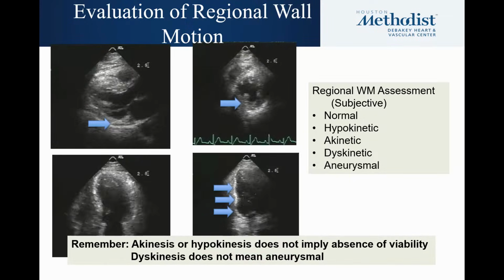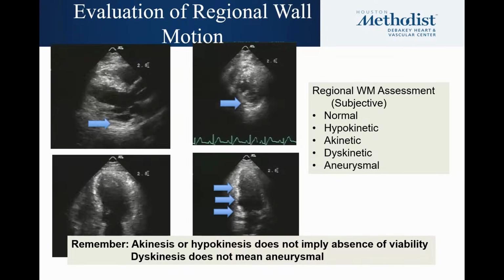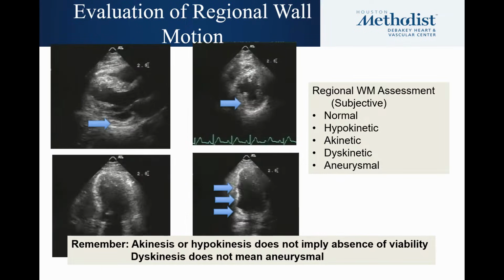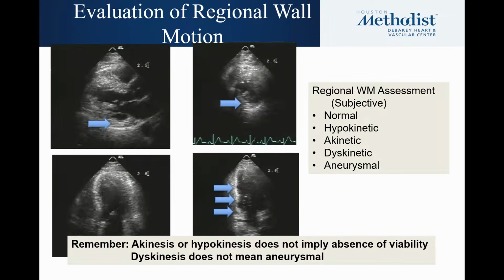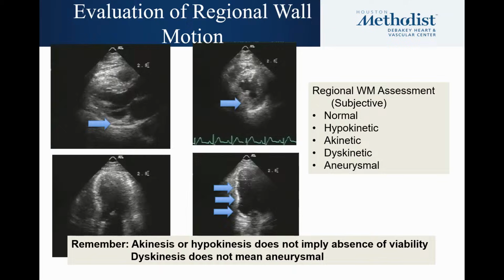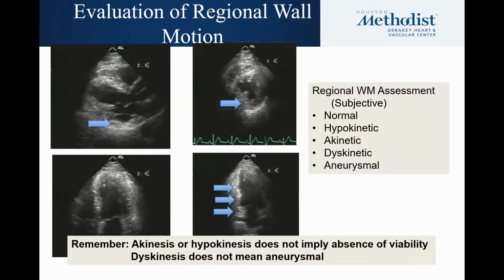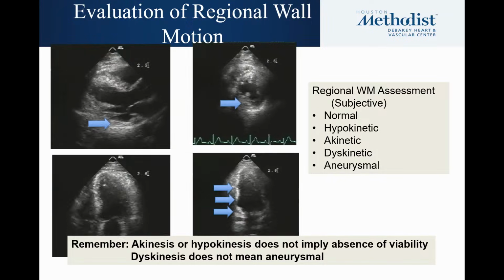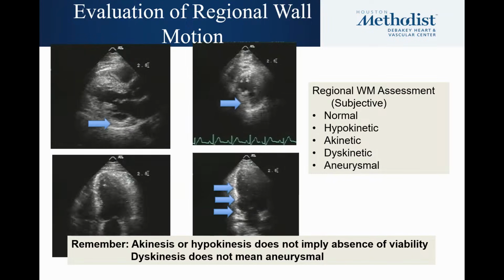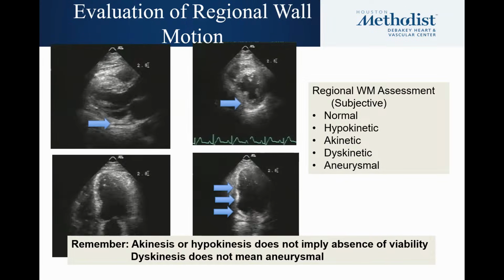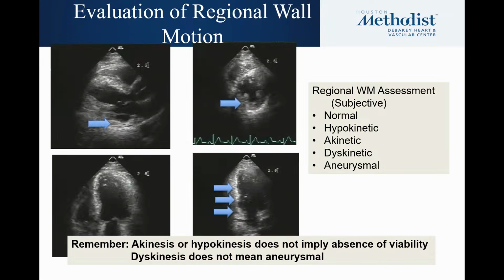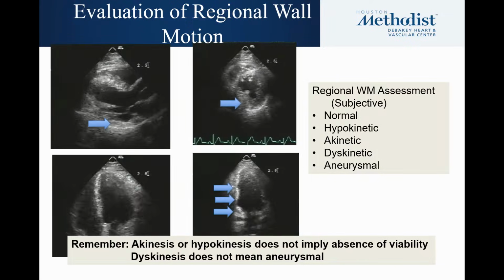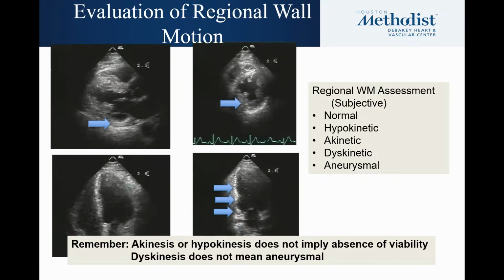Points to remember: presence of akinesis, hypokinesis, or even sometimes a little bit of dyskinesia does not necessarily mean absence of viability. We have learned that very well with the use of CMR. Because a segment is akinetic doesn't necessarily mean that all that myocardium there is dead. The other thing that is important to remember, dyskinesis does not mean aneurysmal. For you to make a diagnosis of an aneurysm, you need to have a geometric distortion in diastole in that particular segment.